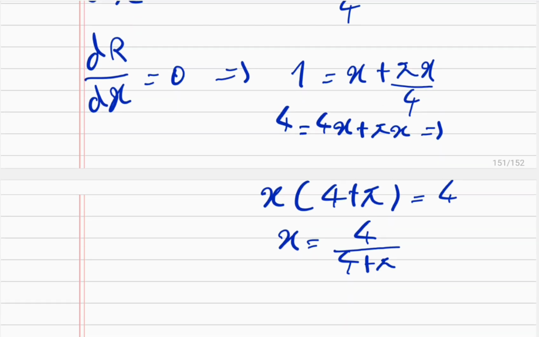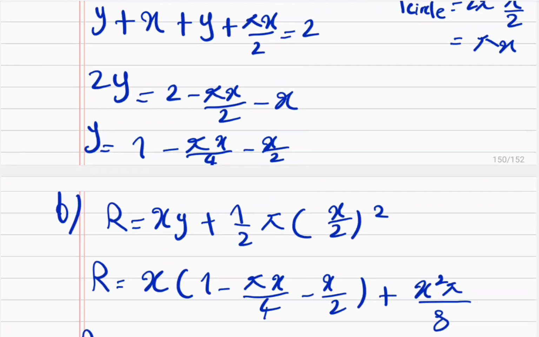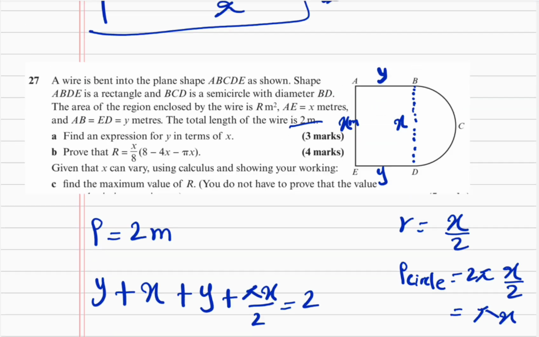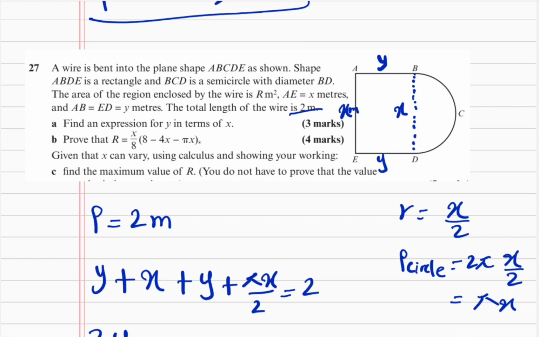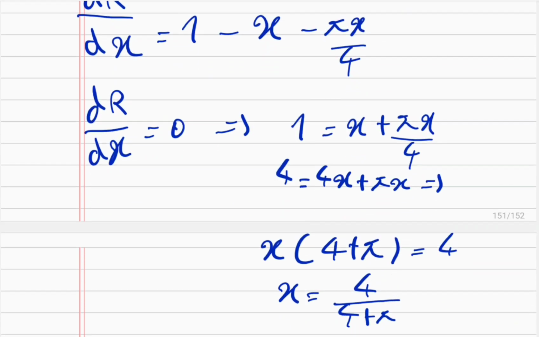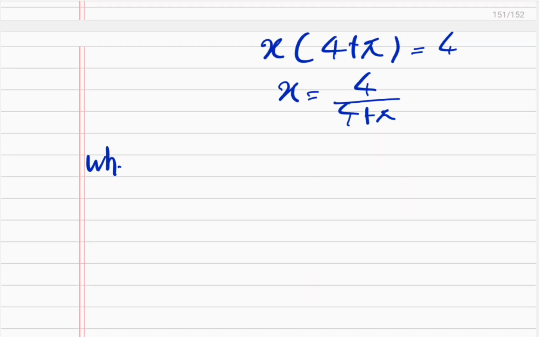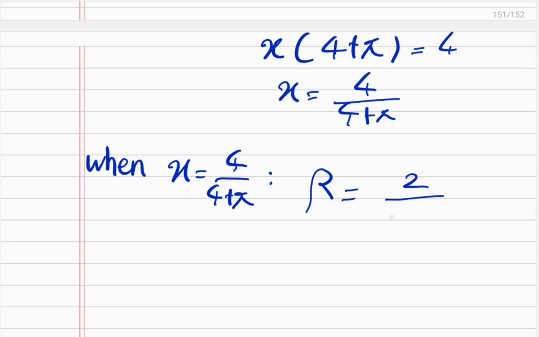All we need to do to finish the question is find the maximized value of r. That basically means substituting the value we found into the formula here to get the value of r. So we want to find the maximized value of r when x is equal to 4 over 4 plus pi. Then the value of r is equal to 2 over 4 plus pi. And so this is the maximized value of r.